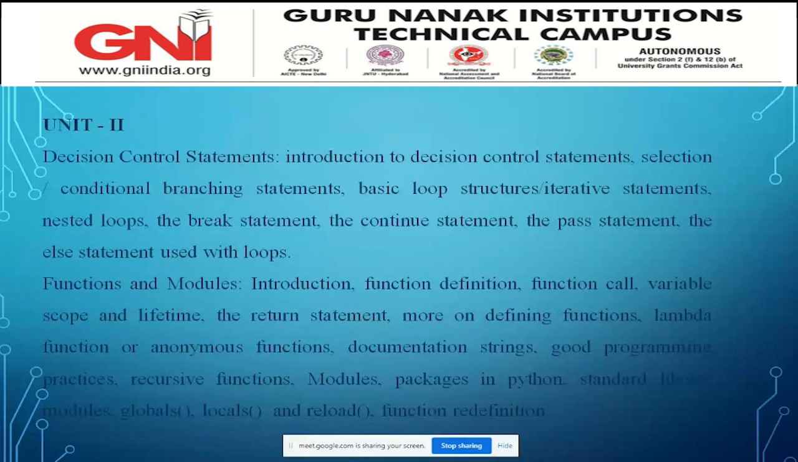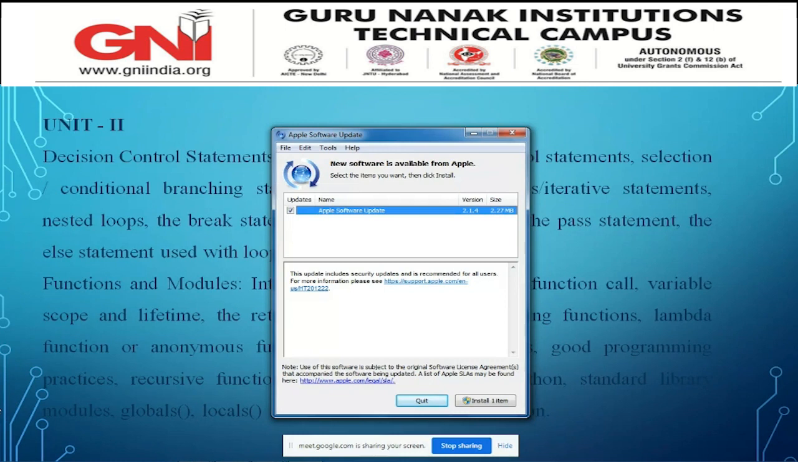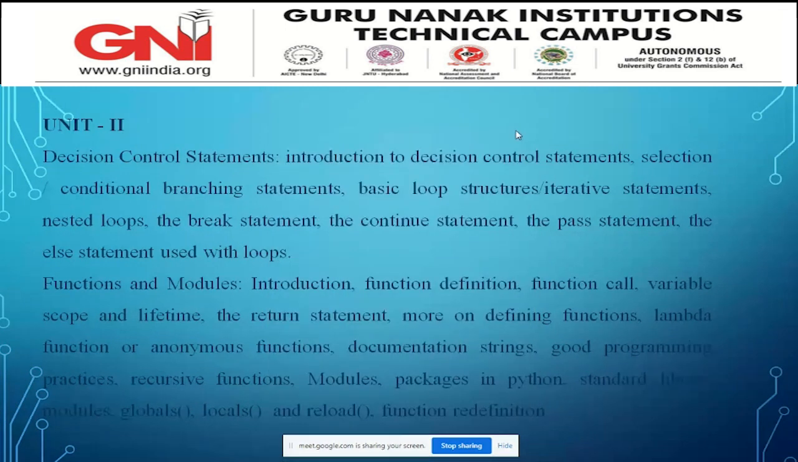Unit 2 is also divided into two parts. In the first part, we will learn about control statements, and at the same time looping statements. Along with the control statements, we will also learn the looping or iterative statements, like while and for. Those looping statements we will learn here. Along with them, we will learn unconditional statements like break and continue.